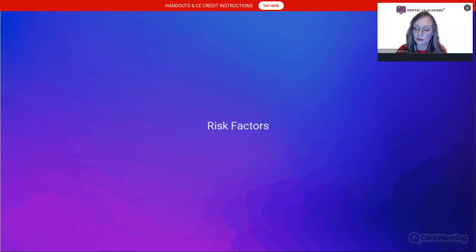So, risk factors for oral mucositis. And again, any questions or comments?